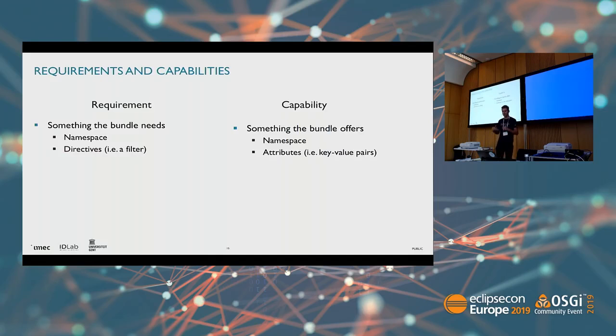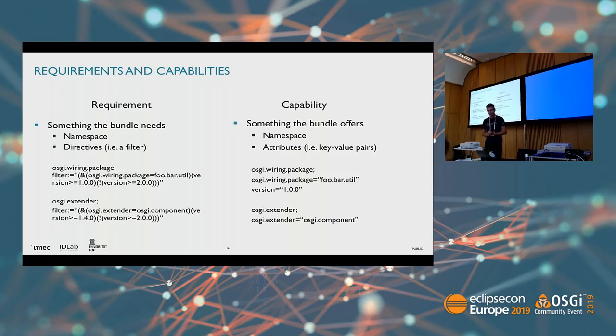So that's kind of an abstraction of import and export package, where you have a requirement which is just something that the bundle needs, and is being defined by a namespace and some directives. And on the other hand, you have capabilities, which is what the bundle provides, what the bundle has to offer. And you also define it with a namespace and some attributes. So for example, if you look at the import and export package, this translates to requirements of the namespace osgi.wiring.package, and the attribute is the package name and its version, and the requirement can be a filter string saying which package you need and which version range you want.